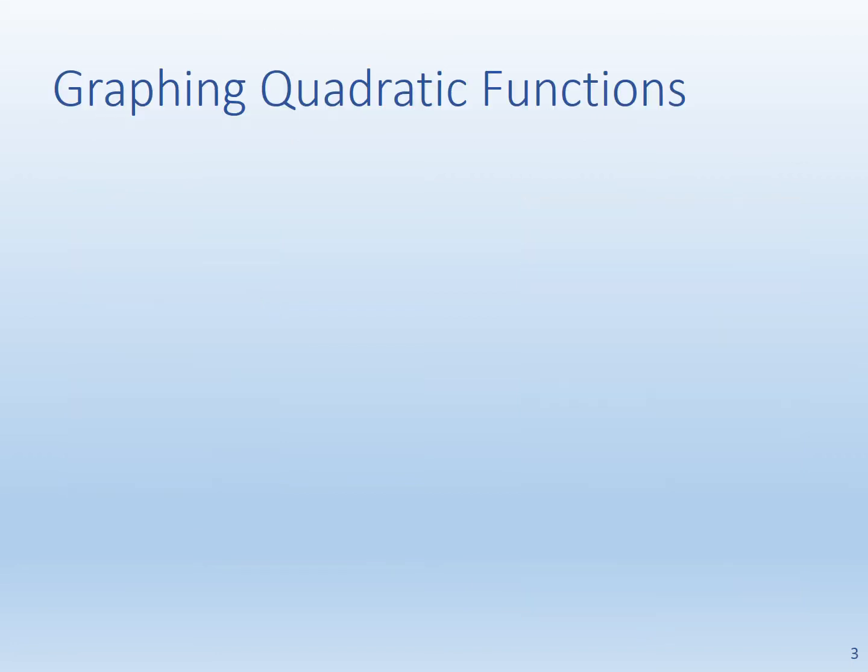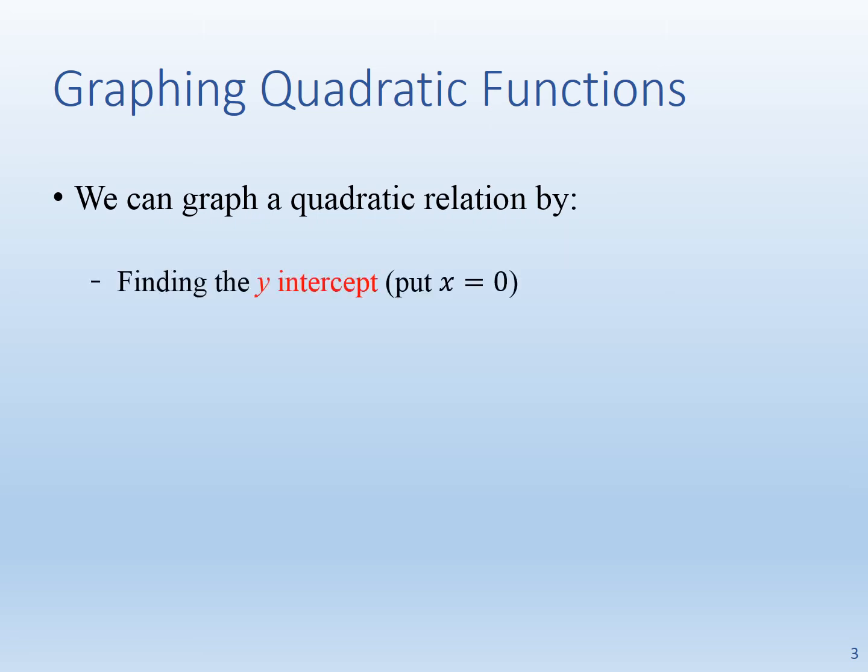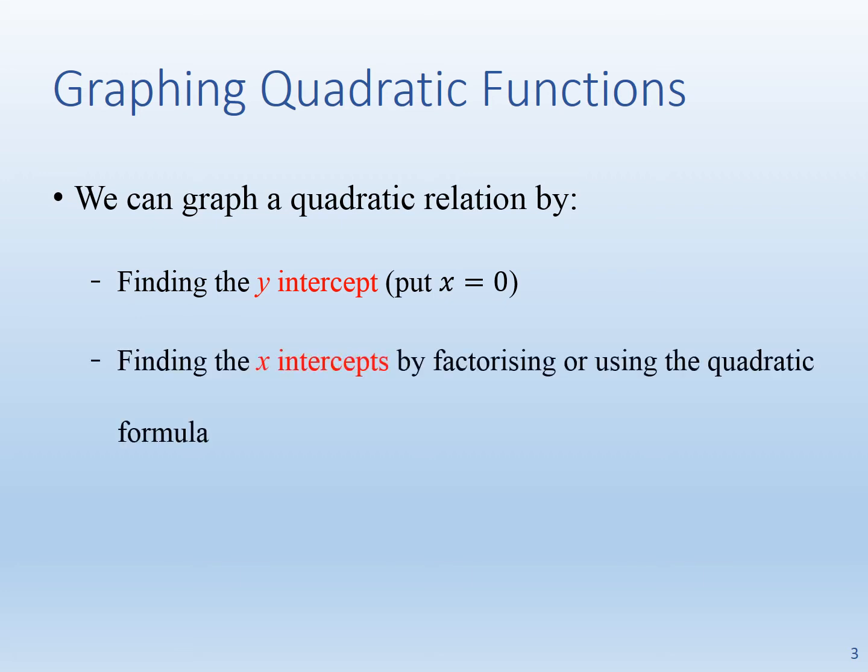We can graph a quadratic function by finding important points, such as the y-intercept, which we find by putting x equals 0. We can also find the x-intercepts by putting y equals 0, and then solving that equation by factorising or using the quadratic formula. We can also find the turning points. Using those points, we can then graph the quadratic function.